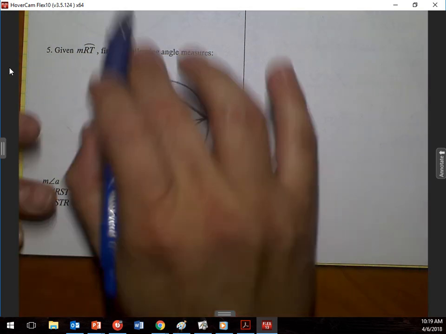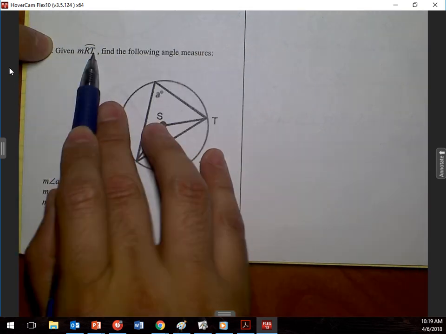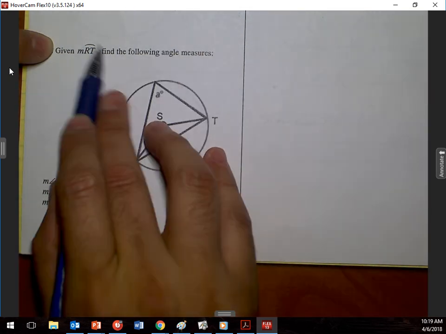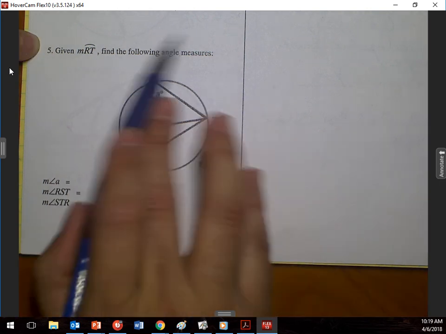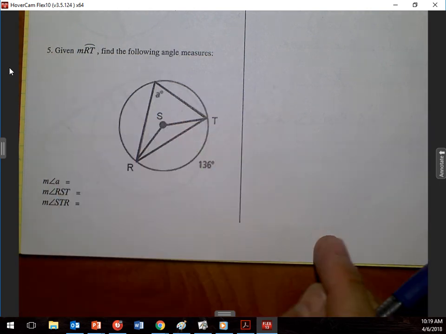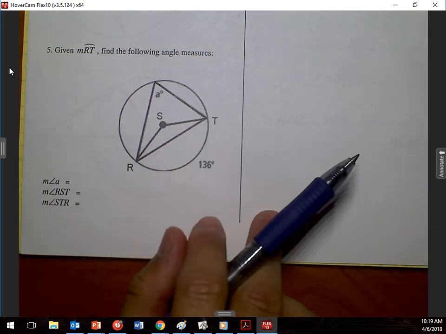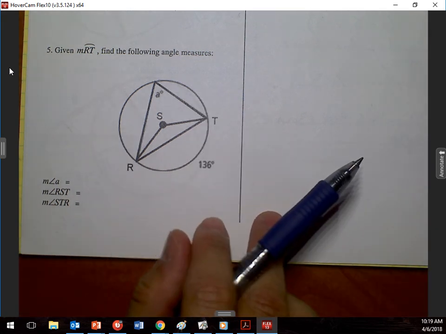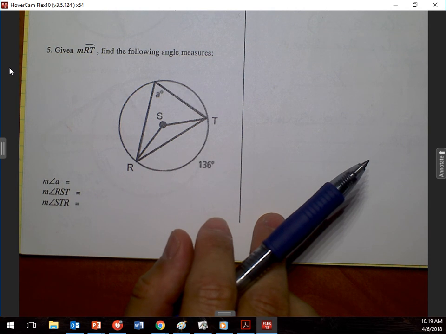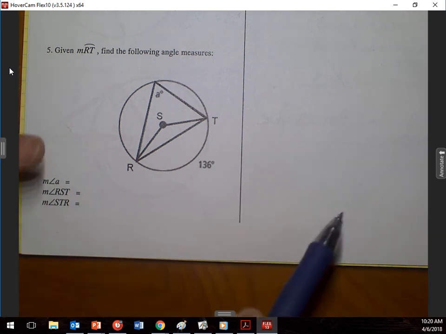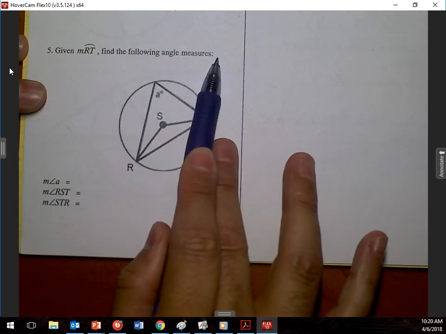Okay, given the measure of arc RT, what's that actually terminology? Is that a minor or a major arc? Minor arc. So a minor arc is how much? Less than 180, right? A minor arc is less than 180. So let's see. Find the following measure.